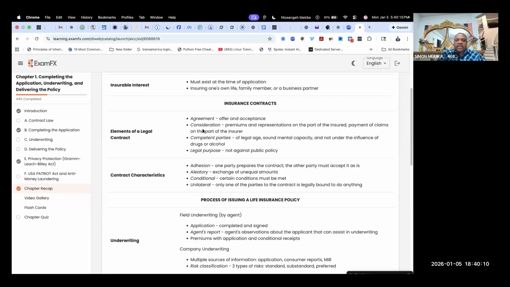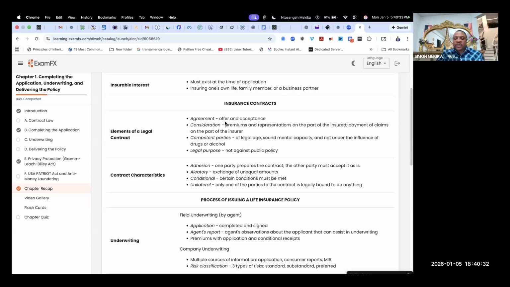Great. As you see here, the elements of this contract: what is insurance? An insurance policy is a legal contract. So what are the elements of that legal contract? We have agreement, which is offer and acceptance. Both parties need to agree, right? Somebody needs to offer something and somebody needs to agree to take it, right?